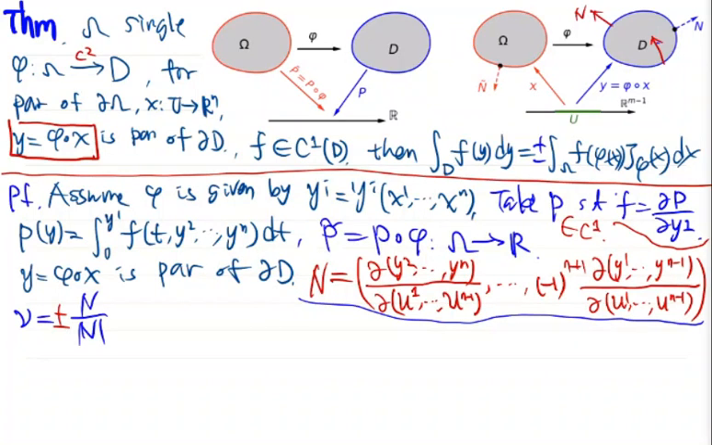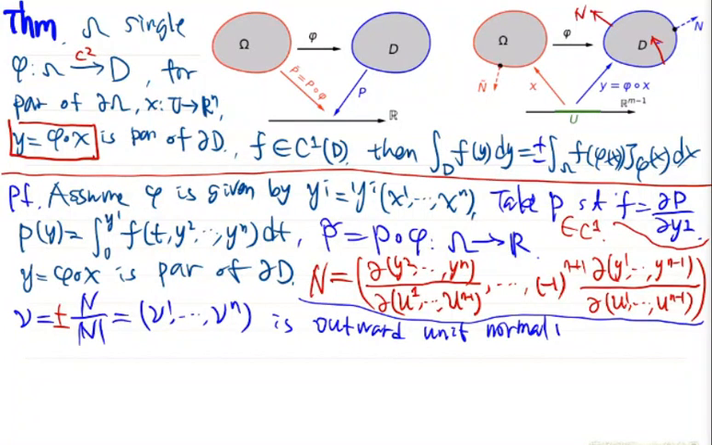Outward unit normal vector. And suppose its components are nu1, ..., nu n. It has n components denoted by nu1 to nu n. Okay? Then this is the outward unit normal vector of the boundary of D.